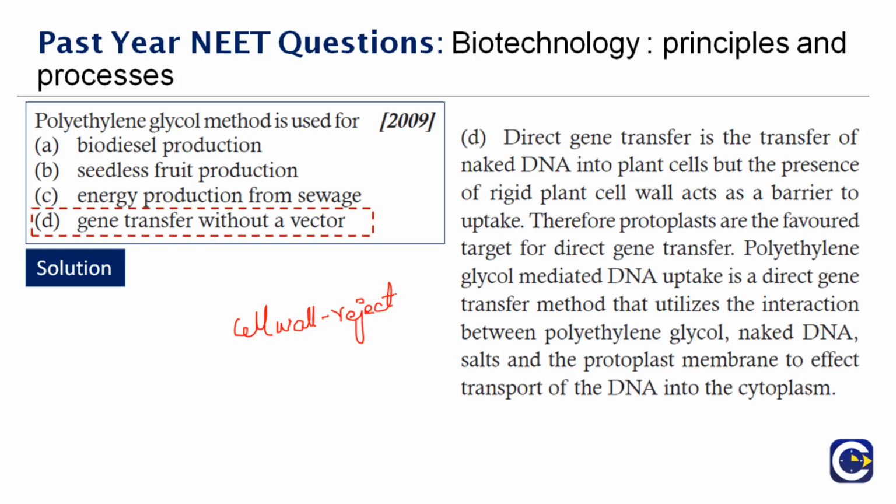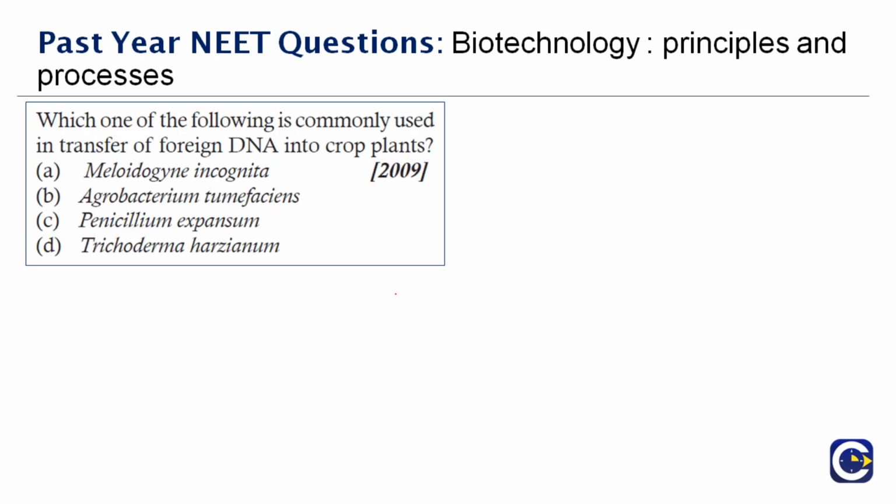Okay. Next question here. Which one of the following is commonly used for transfer of foreign DNA into crop plants? Very easy question. What do you think will be the answer here? Yes, the right answer is Agrobacterium tumefaciens. It is the causal agent of, what disease does it cause? What is it called? Crown gall. You must have seen the images on the net.